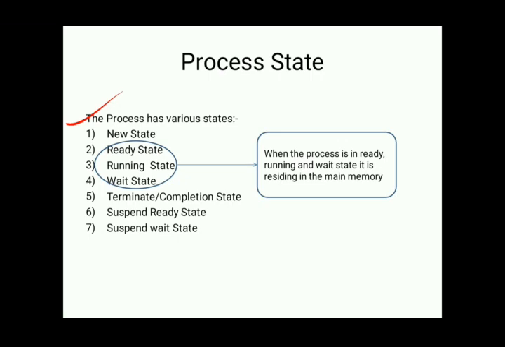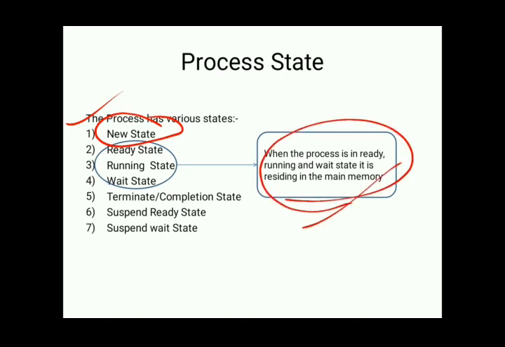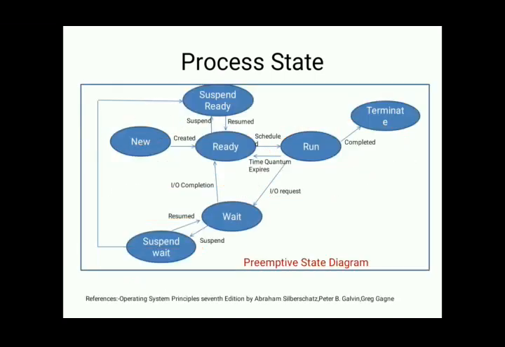The new state is residing in the secondary memory. When the process is in the ready state, running state, and wait state, it means that the process is residing in the main memory. And the terminate state, suspend ready state, and suspend wait state are also residing in the secondary memory. Okay, so keep in mind that the new state, terminate state, suspend ready state, and suspend wait state reside in the secondary memory. Okay, so understand this state concept with the help of a diagram.